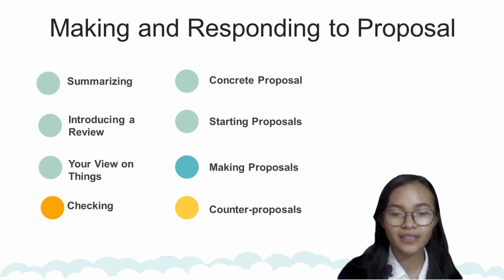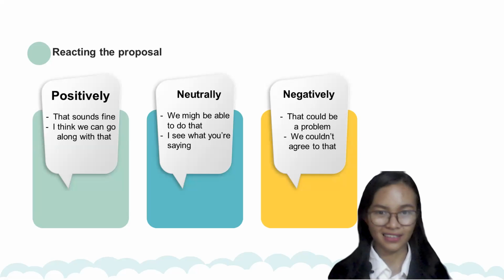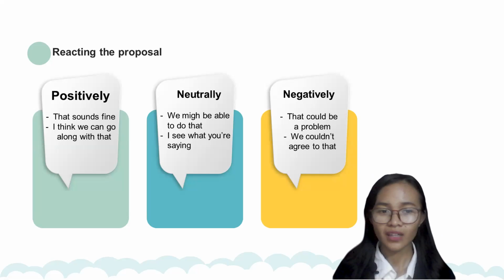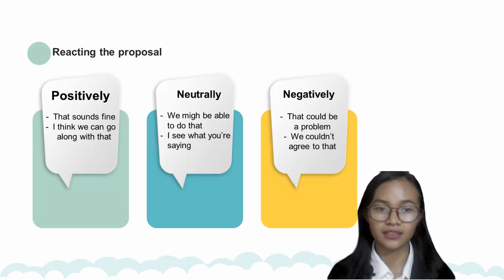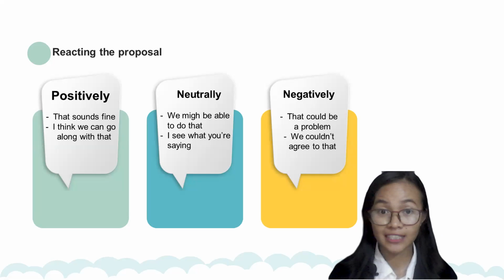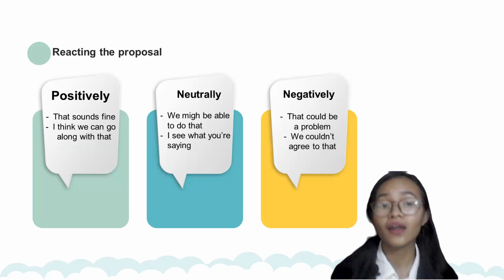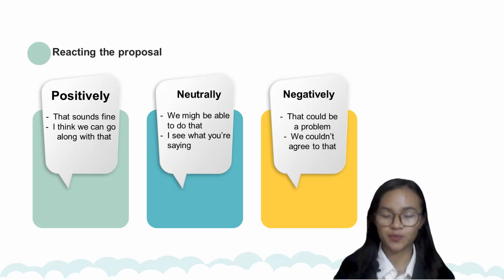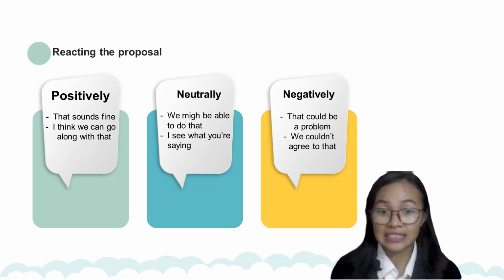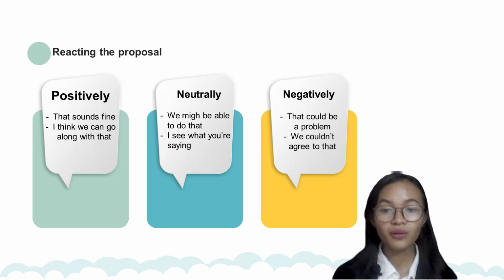And then the last element or point when making and responding to proposals is about reacting to the proposal. When you react to the proposal, there are three kinds of reaction you can use: positively, neutrally, and negatively. In a positive way, you can use expressions like "That sounds fine," or "I think we can go along with that." And in a neutral way, you can use expressions like "We might be able to do that," or "I see what you are saying." And for the last, in a negative way, you can say "That could be a problem," or "We can't agree to that."